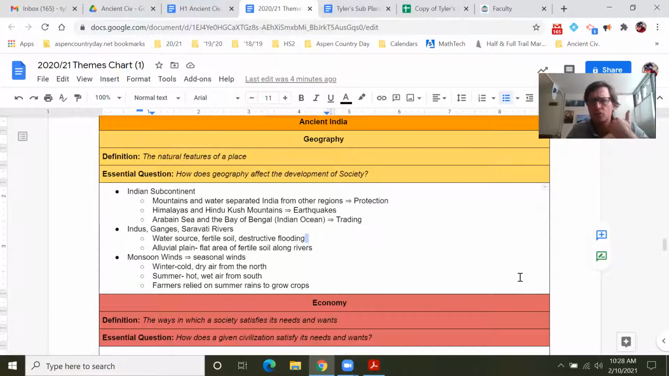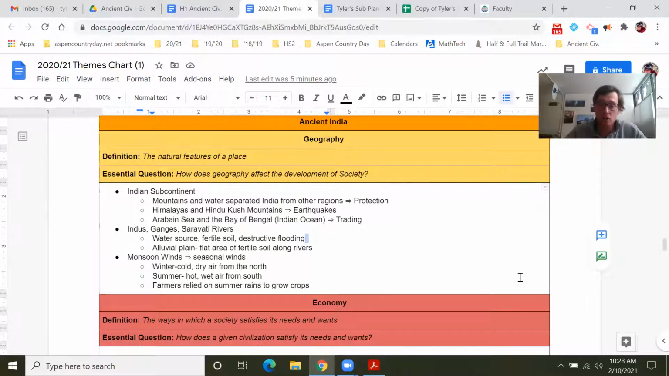So the next bullet point is I've got the Indus, Ganges, and Saraswati rivers. They are a water source, drinking water, and brought fertile soil. They also brought destructive flooding. I added the alluvial plain down there, which was the flat area of fertile soil along the river. So we're seeing something a little bit different here. Instead of the fertile soil being right along the riverbanks and not much outside of that, we're seeing that fertile soil really spreading out on either side of the riverbanks in a really wide area. And that's what the alluvial plain is all about.